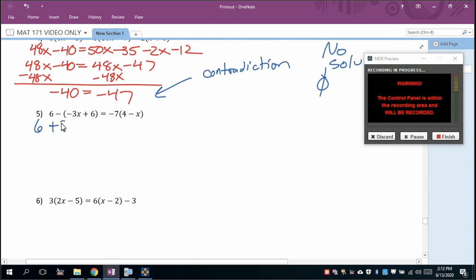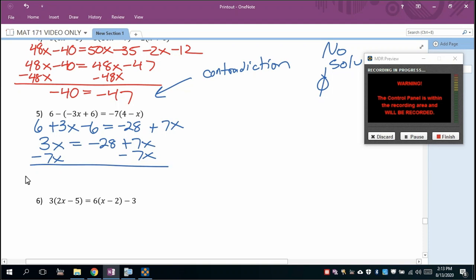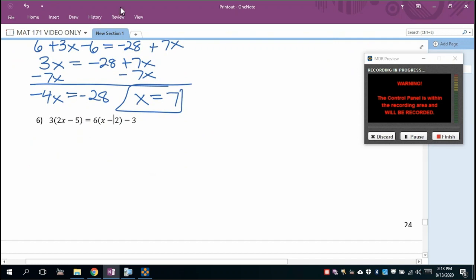Now, for this next one, we'll have 6 plus 3x minus 6 equal to negative 28 plus 7x. So 3x will equal negative 28 plus 7x. I'll take away the 7x from both sides. We get negative 4x equal to negative 28. X will equal 7.